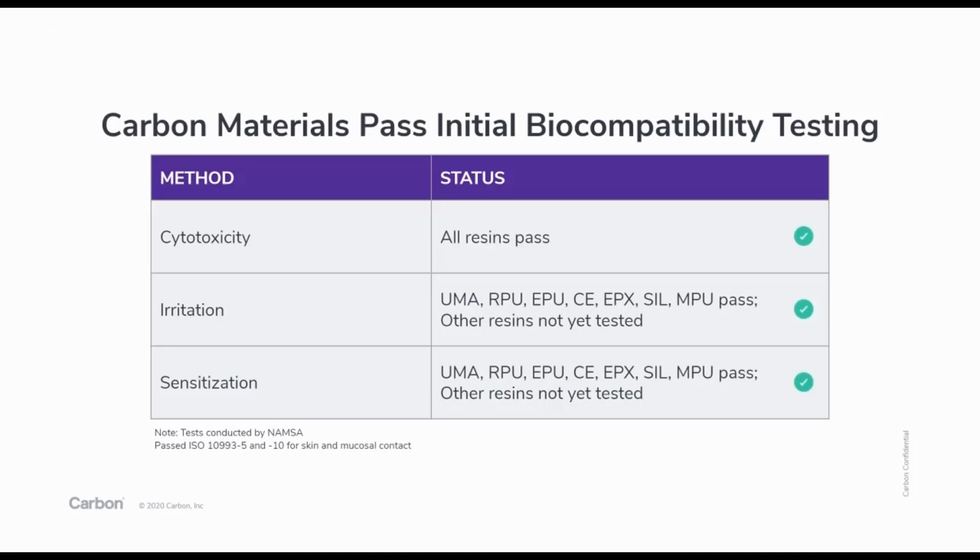But getting back to our tibia cutting guide application, one of our material requirements is biocompatibility. As you can see summarized in the table, most Carbon materials pass initial biocompatibility testing. MPU 100 is unique in that in addition to passing ISO 10993-5 and -10, MPU 100 is also a USP Class 6 material. MPU 100 was designed for bone contact, which makes it a good material choice for the tibia cutting guide.